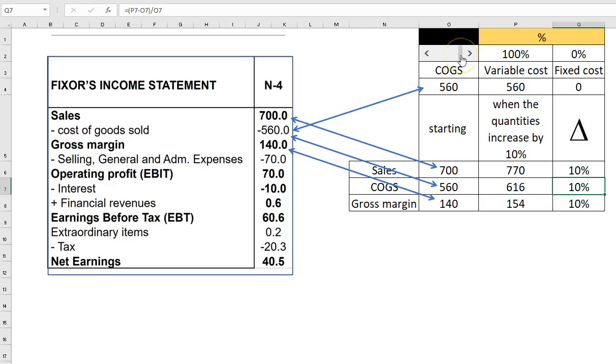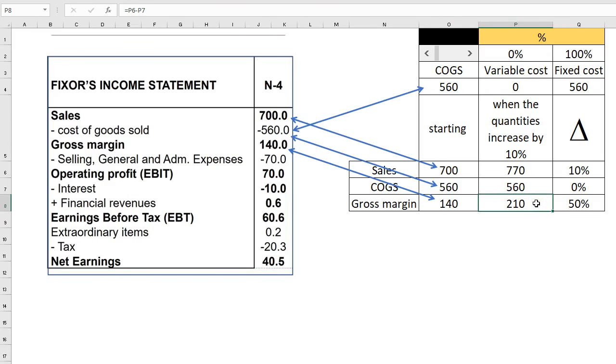On the contrary, let's imagine that you would have only fixed costs. So I change the percentages and I assume that there are no variable costs. In that case, if all the costs in the company are fixed, when the sales increase from 700 to 770, then the sales increase by 70, because the cost of goods sold is entirely fixed, then the gross margin would also increase by 70. So you see, sales go from 700 to 770, and the gross margin increases from 140 to 210.